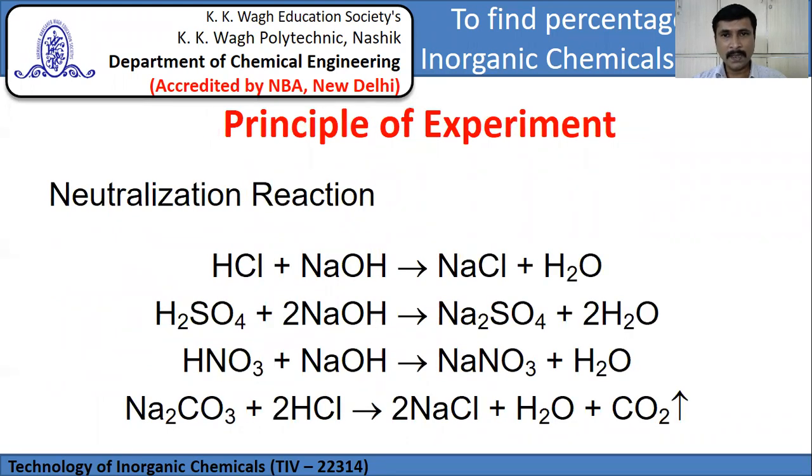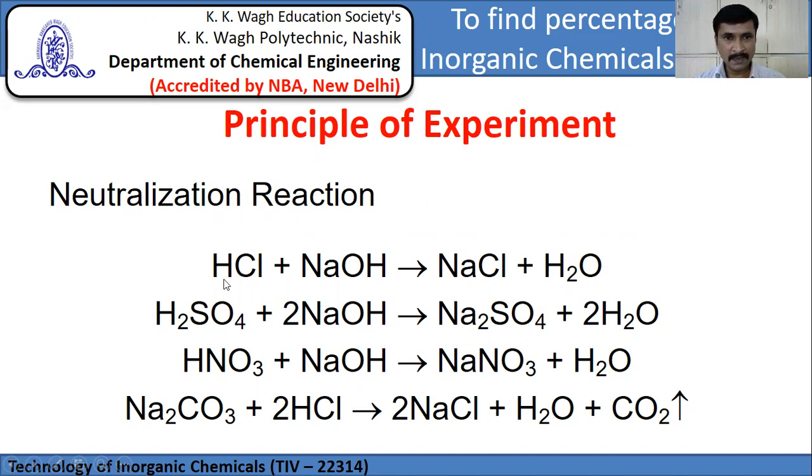The basic experimental principle involved in this process is neutralization reaction. Means the acid-base titration in which volumetric analysis is involved, and on the basis of the results obtained from the volumetric analysis, we can calculate the purity of the given chemical. So neutralization reaction is nothing but the reaction between acid and base to produce salt and water. As the salt is neutral in nature and water is also neutral in nature.